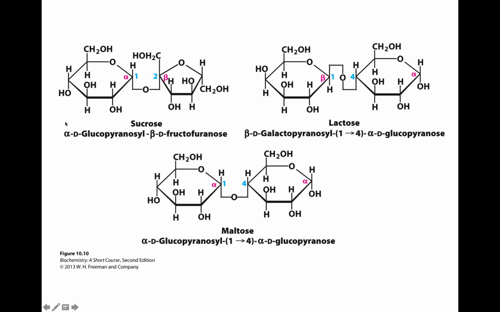I'm not going to ask you to scientifically name a disaccharide, but I did want to mention that when we do make a disaccharide, the anomeric carbon of one monosaccharide is going to attach to an OH group of another monosaccharide, and that's going to help form our glycosidic bond. Hopefully that answers your questions.